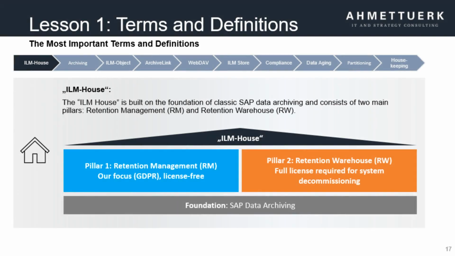The so-called ILM house is built on 2 pillars, retention management and retention warehouse. Retention management is our main focus, especially in the context of GDPR, and it can be used without additional licensing. The second pillar, retention warehouse, requires a full license and is mainly used for system decommissioning. Both pillars stand on a solid foundation, SAP data archiving.